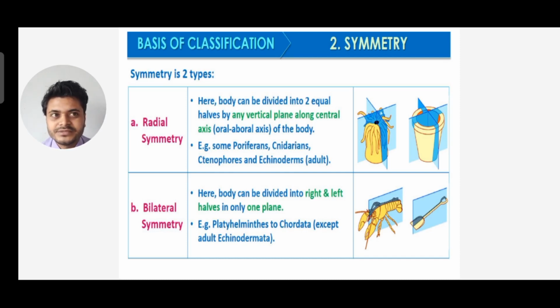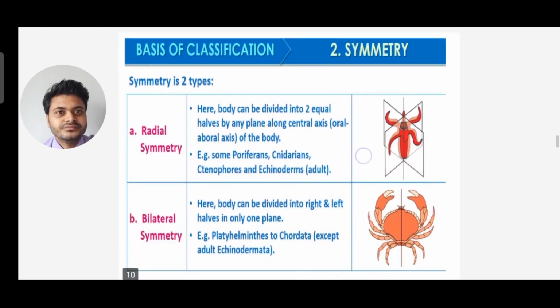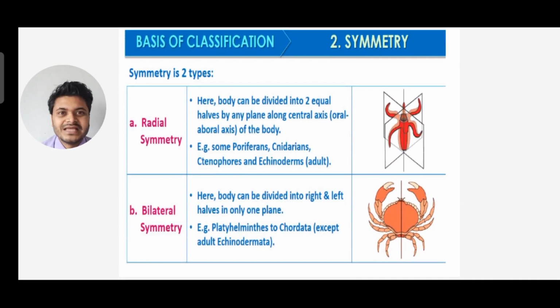What is bilateral symmetry? Here the body can be divided into right and left halves in only one plane. So in bilateral symmetry, the body can be divided into two equal halves, but only in one plane. Examples are Platyhelminthes and chordates, except adult Echinoderms. All right. You can see the examples given. Under radial symmetry, for Ctenophora and adult Echinoderms, they have given one picture, and for bilateral symmetry they have given another picture. On top they have given a starfish, an echinoderm, and for bilateral they have given a crab.